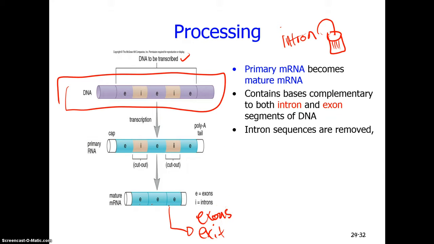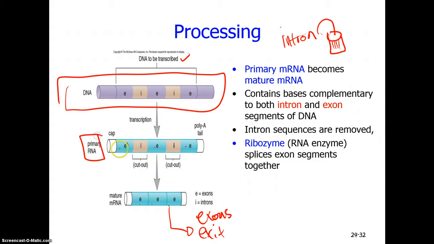So the intron sequences are removed. Ribozyme, this is an RNA enzyme. It's going to cut the intron segments out and splice those three exon segments together. So you've got your primary mRNA that has exons and introns, and then this ribozyme is going to come in and cut out the introns.